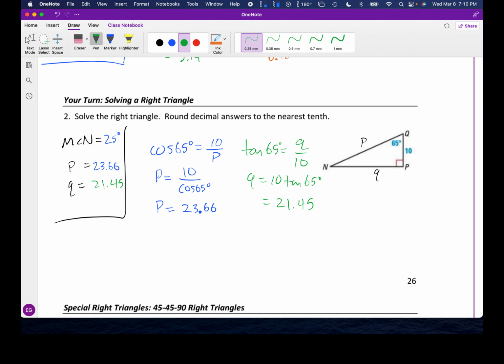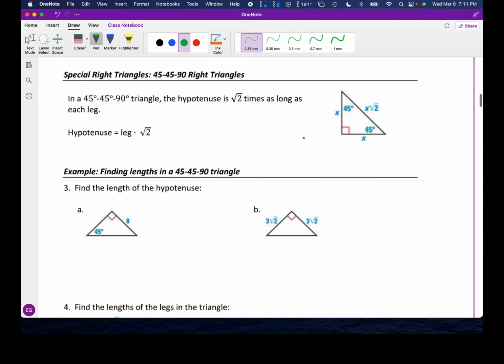And again, we should just do a quick check just to make sure, does this make sense? You know, angle N is the smallest angle, so being across from 10 makes sense. That's the smallest side. 65 is a little bit of a bigger angle, so it goes to 21, and then our biggest side P goes to our biggest angle, which is 90.